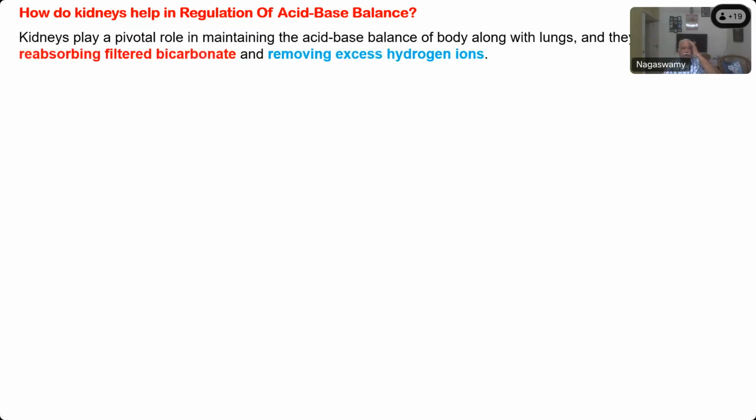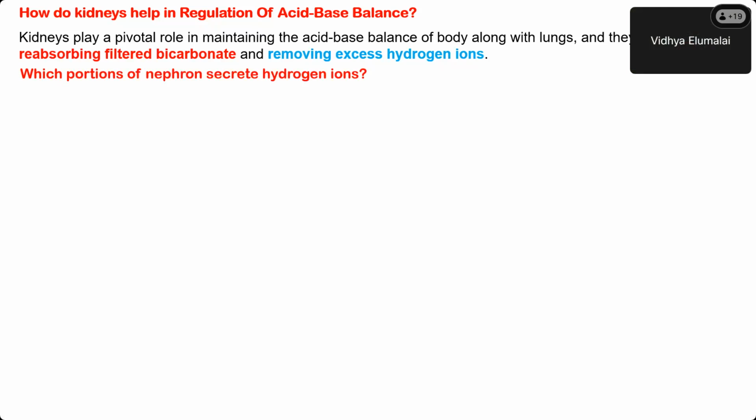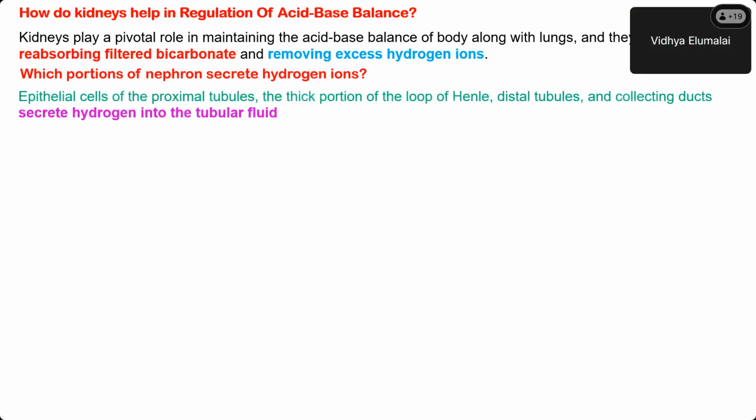The kidney plays a pivotal role in managing acid-base balance by reabsorbing filtered bicarbonate and removing excess hydrogen ions. Which portions of the nephron secrete hydrogen ions? Is it done through the entire proximal convoluted tubule, loop of Henle, distal convoluted tubule and collecting duct? Distal collecting duct.